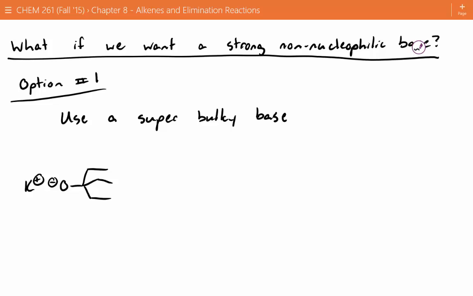All right, now we're going to get into our exotic ones. So be patient with me. These are not easy to draw. All right, you guys ready for the name for this one? It's a mouthful. 1,5-diazabicyclo.